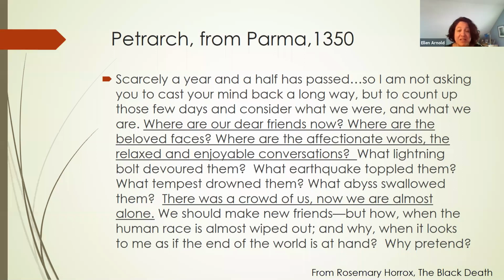Tax evidence shows us that in some communities, 40% of taxpayers were no longer there from one year to the next. All of the communities throughout Europe, urban and rural, suffered a sudden, violent, painful, tragic, largely unanticipated until a few years before it happened, loss. Where are our dear friends now? Where are our beloved faces? Where are the affectionate words?